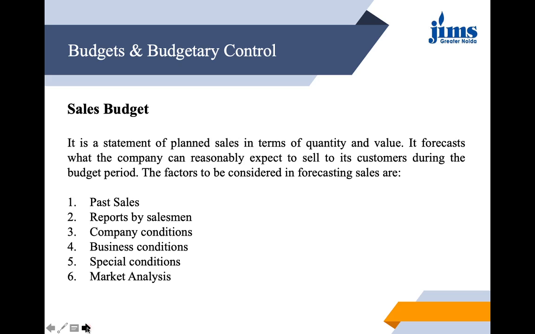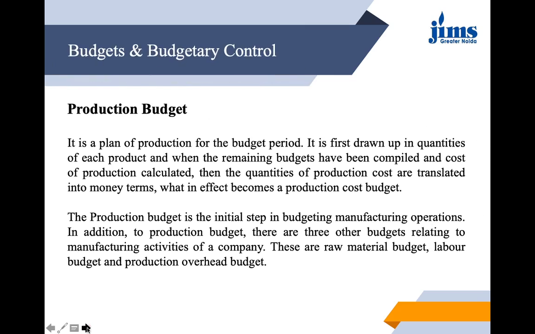Okay. Then next we have the production budget, the second one. Some of them may have numericals and some may not. They may have just the theory base. Production budget is a plan for production of the budget period. It is first drawn up in quantities, for each product. When the remaining budgets have been compiled and the cost of production calculated, then the quantities of production are translated into money terms, which in effect becomes a production cost budget.